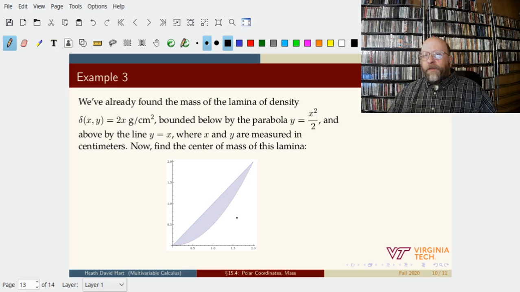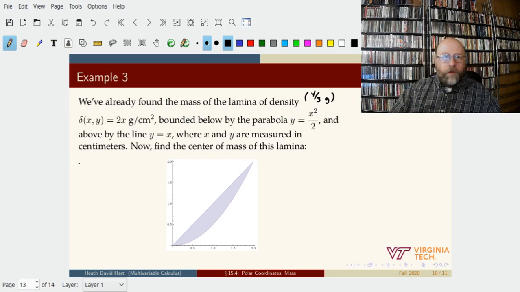So let's look at this example. We have already calculated the mass of this lamina. We found that it was 4/3 grams from a previous example. Let's try to find the center of mass for this lamina. Okay?